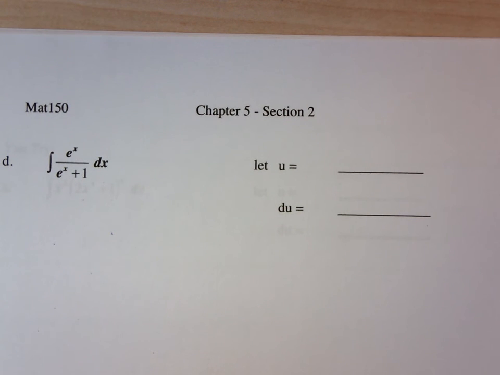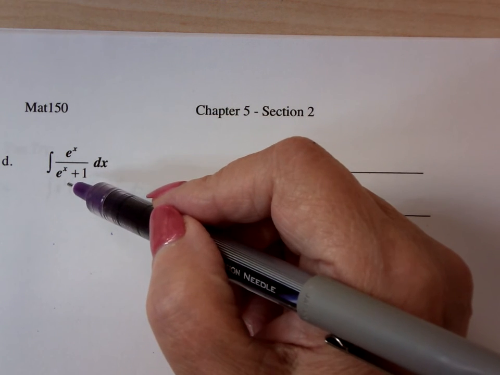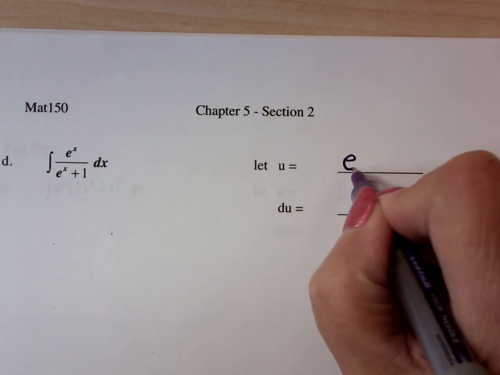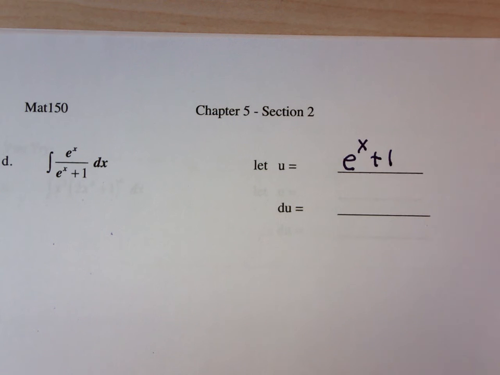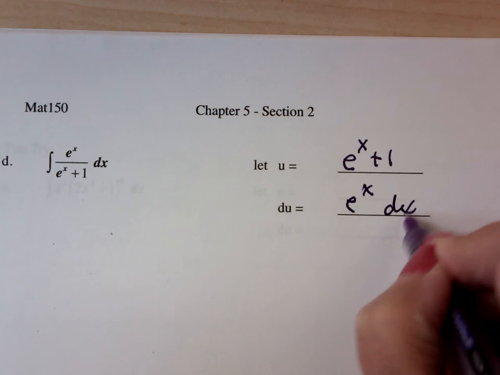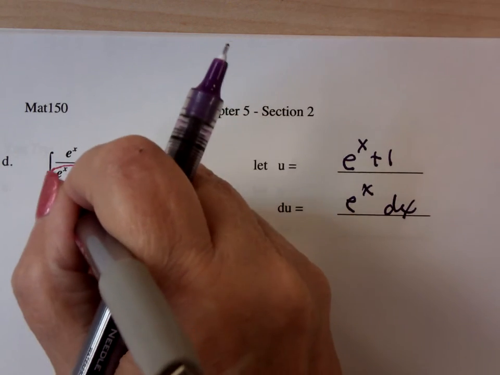Who's u? E to the x plus 1. I look at the numerator as just e to the x, and the denominator is e to the x plus 1. One had to come from the other. It's not algebra. And so u is e to the x plus 1, so the du is e to the x dx. So the denominator is u.